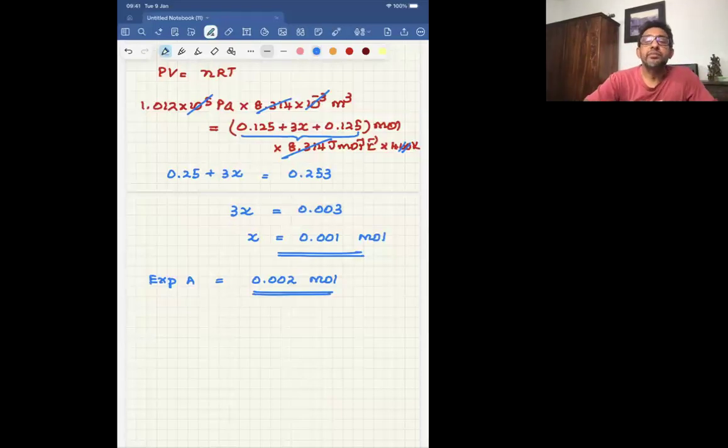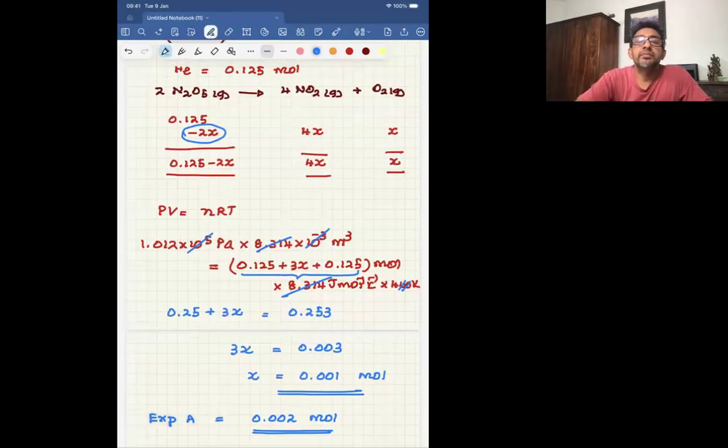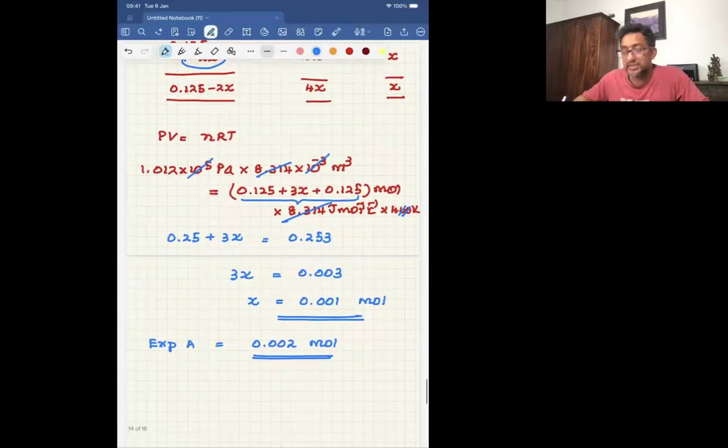Did you get that? Someone tell me whether you have attempted it. Have you done it? What is your answer? Everybody all right with that 0.002? This is the number of moles of N2O5 reacted. 0.002 is the number of moles that is reacted.